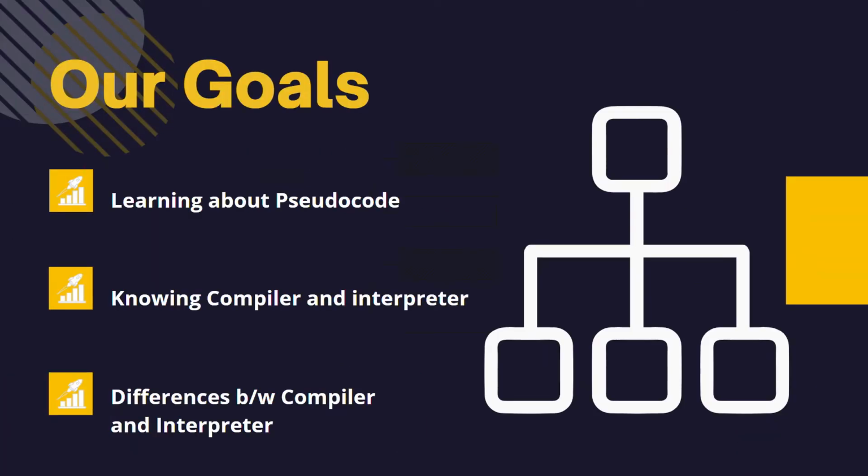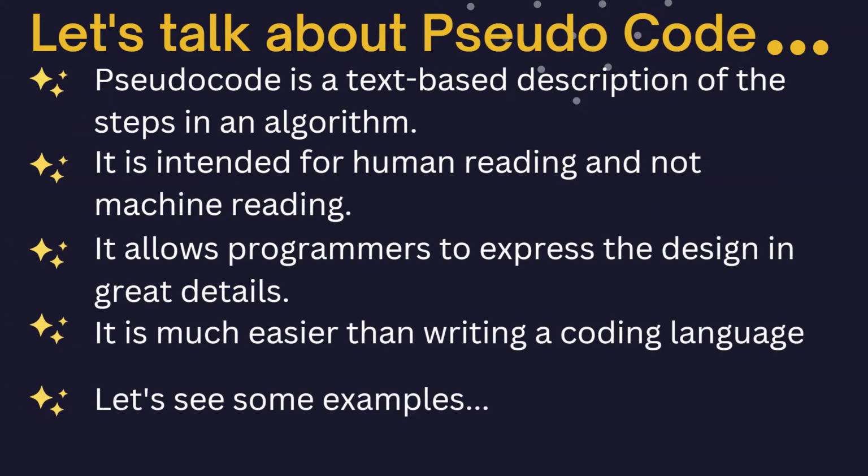What we are going to discuss today are pseudocode, compilers, interpreters, and also the difference between them. Now, let's talk about pseudocode. Pseudocode is a text-based description of the steps in an algorithm. It allows programmers to express the design in great detail. It is much easier than writing in a coding language. It is intended for human reading and not machine reading.